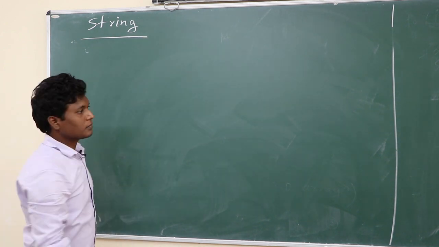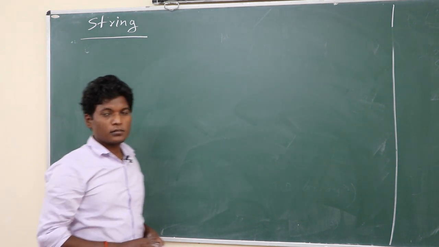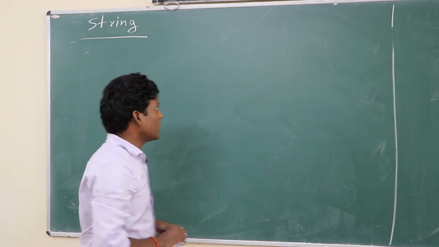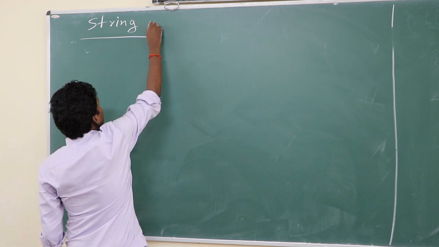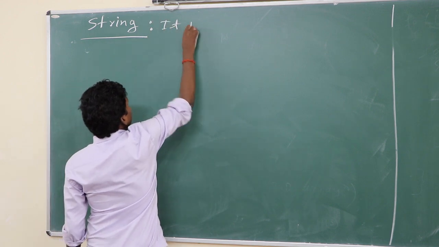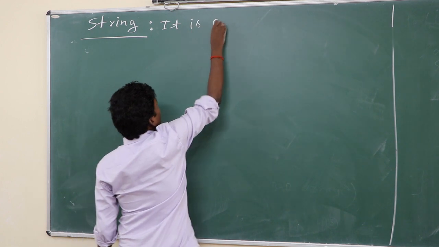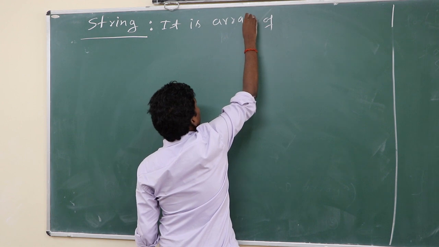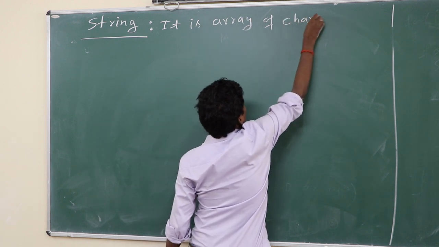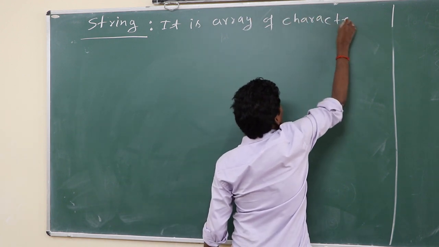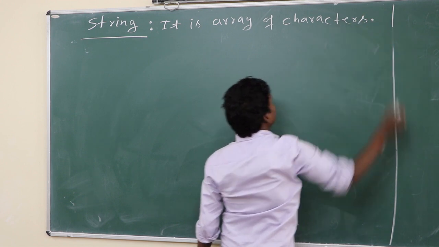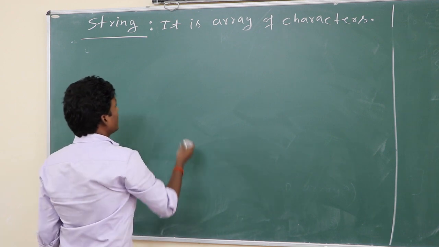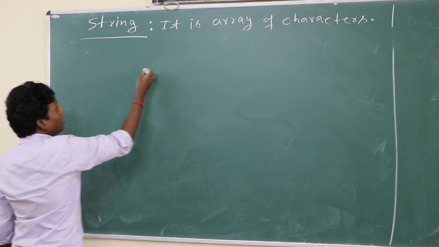String. String is an array of characters. Okay class? It is an array of characters. String is an array of characters. Okay class?